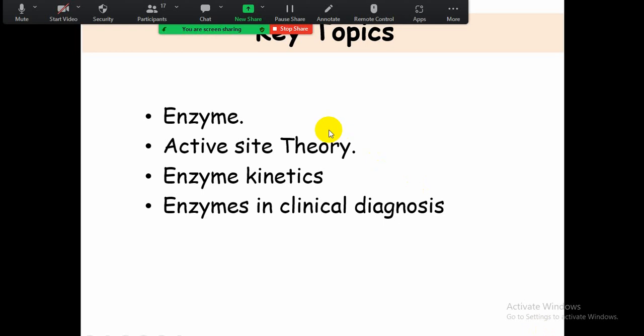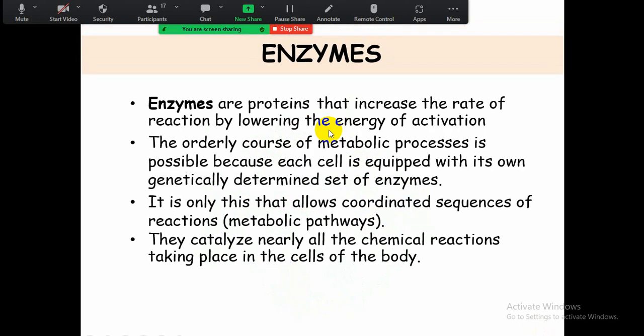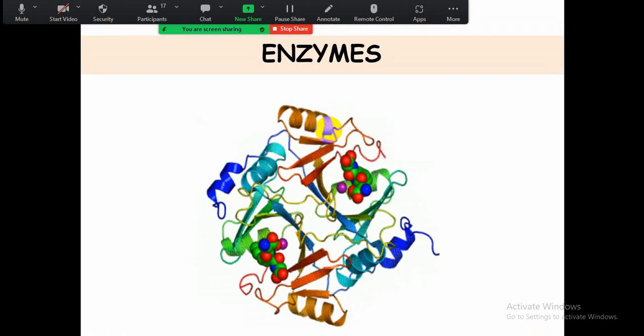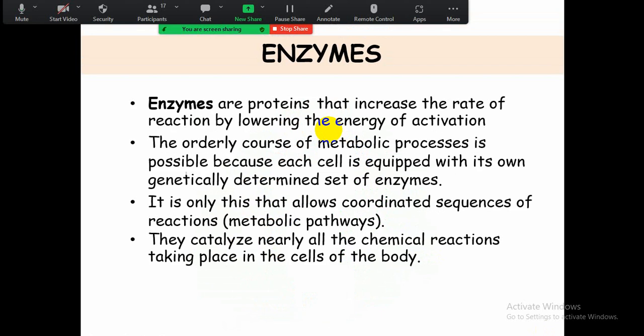Okay, so let's proceed. This is the structure of an enzyme. Enzymes are proteins that increase the rate of reaction, and they do this by lowering the energy of activation, or the activation energy. And the orderly course of metabolic processes is possible. Can you see my slides?